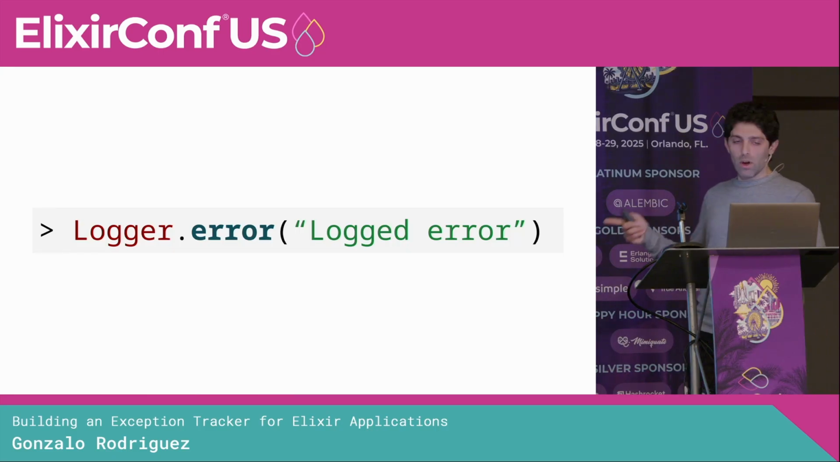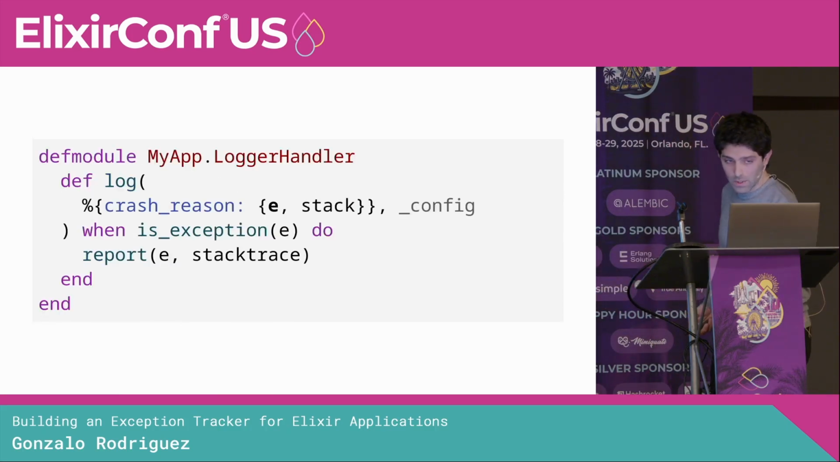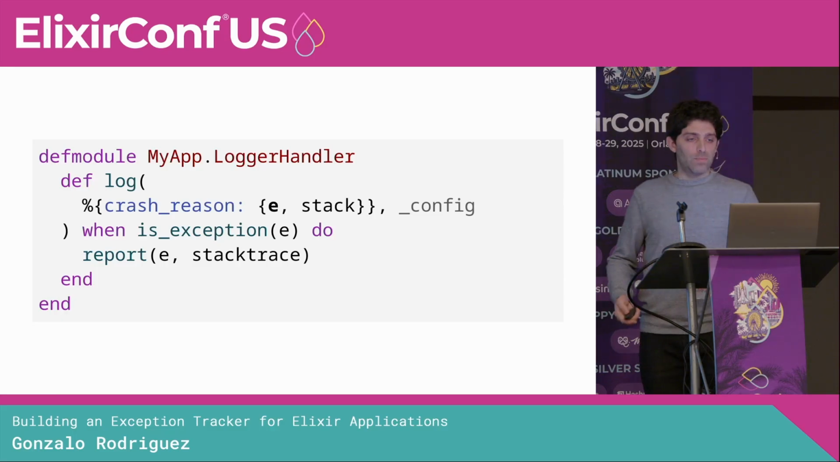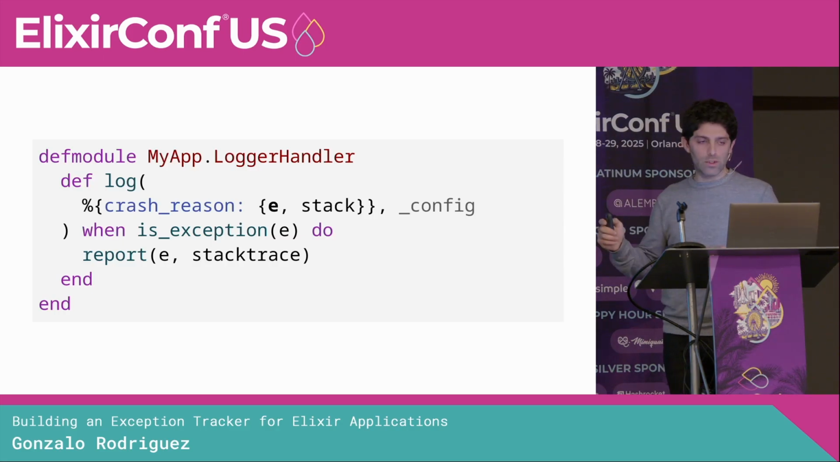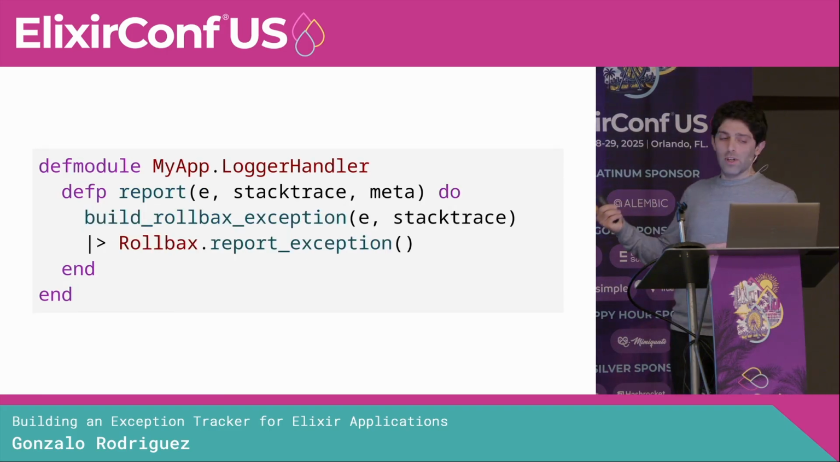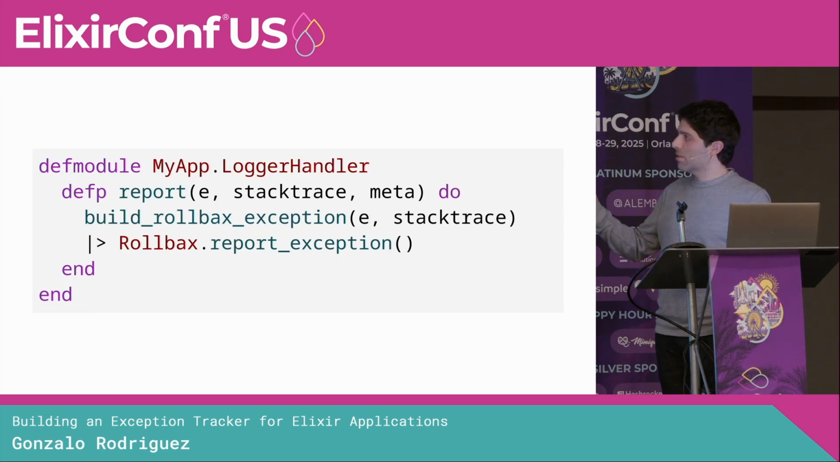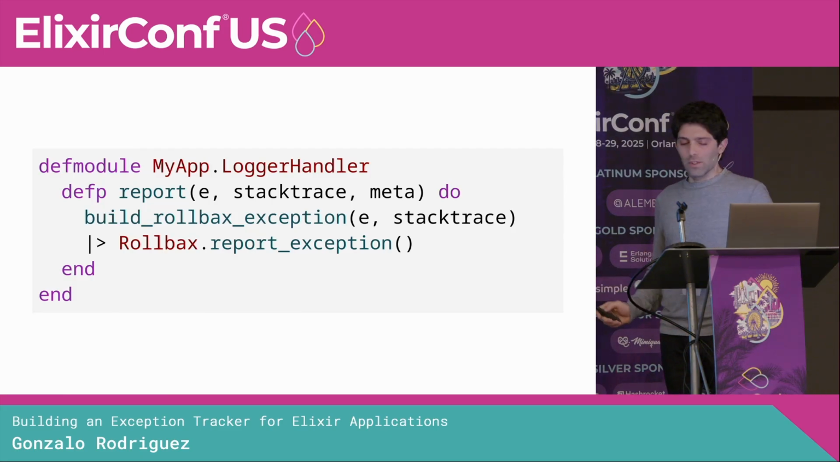When we manually log an error string, we do get an event, but without a crash reason. So we improved our implementation by matching on crash reason to grab the exception and the stack trace, and we call a function named, in this case, report, with these as arguments. But within that report function, we still use Rollbar's reporting functions. At the moment, we didn't want to re-implement reporting.